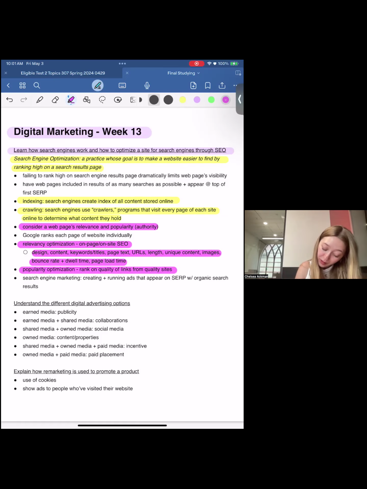Popularity optimization ranks a page on quality of the links from quality sites. And then search engine marketing is creating and running ads that appear on an SERP with organic search results.